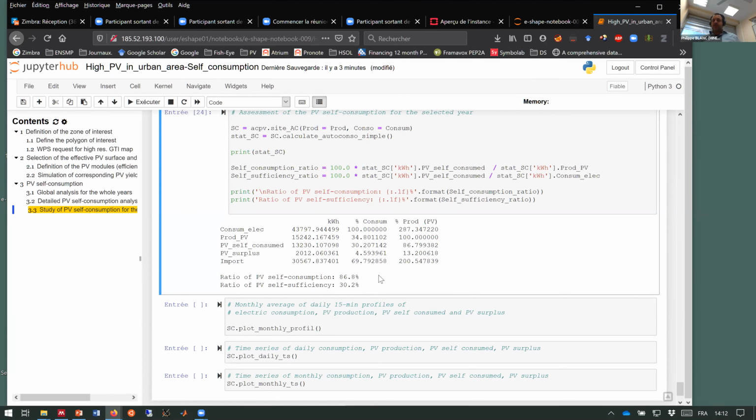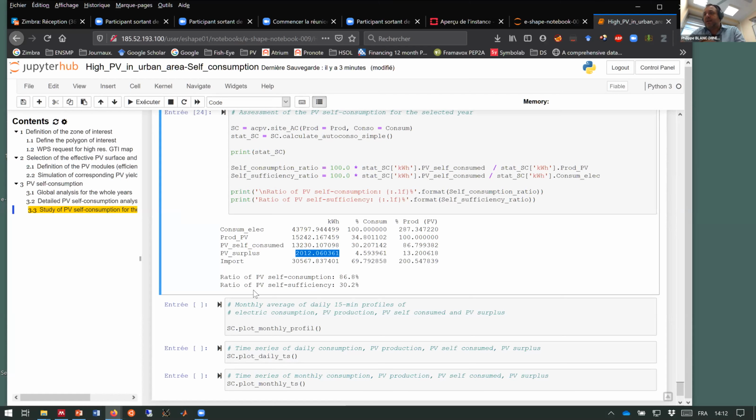30%. Of course, if I had a storage, I would be able to get this energy consumed as well at a later time, but in that case it's not a very large amount of energy. Okay.